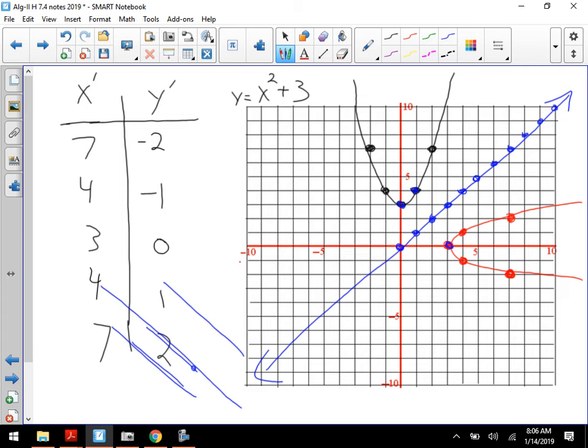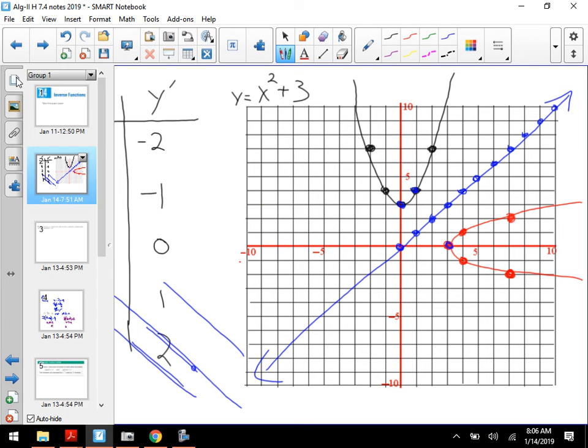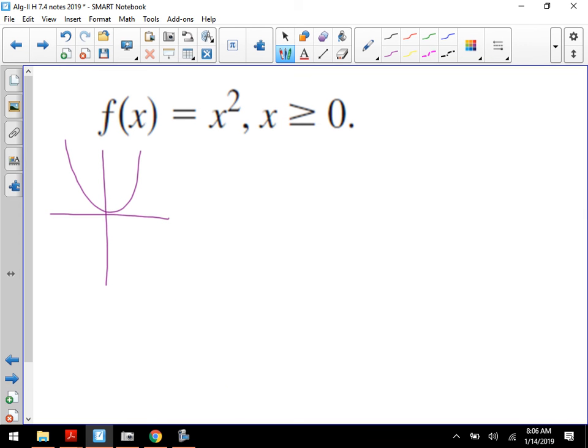Now, was the inverse a function? No. Why? Yeah, it doesn't pass that vertical line test. So that means that if the original function doesn't pass the horizontal line test, its inverse won't pass the vertical line test. All right. See where all that goes? So now going back to the idea here of why do you think they put the domain restriction on this?